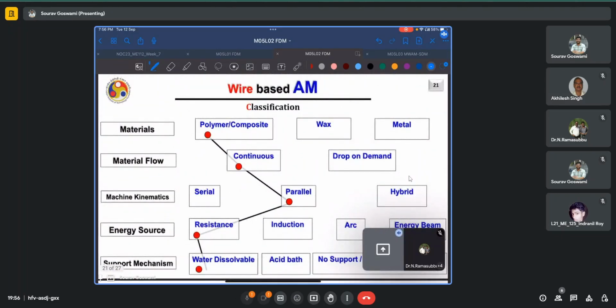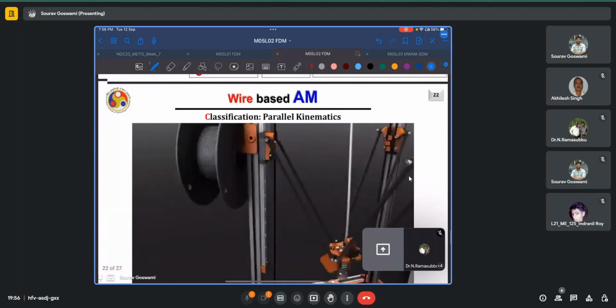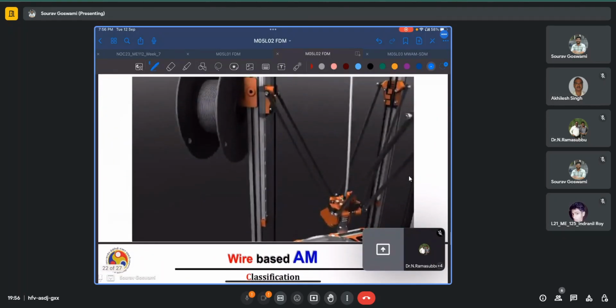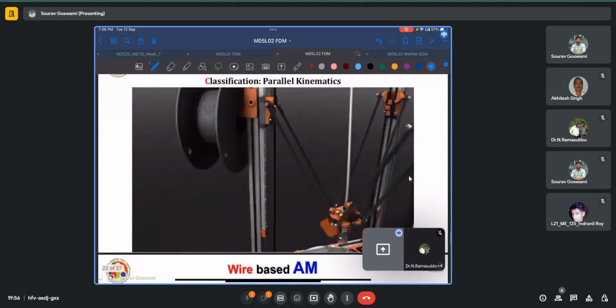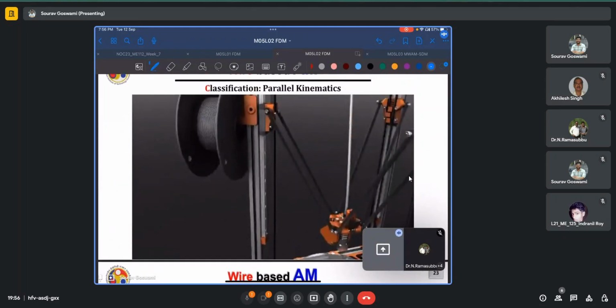A second type of wire-based EM system, which uses a polymer or composite as the filament material, has continuous material flow but is using parallel kinematics as opposed to serial, as given here. It has the advantage that because of the use of parallel kinematics, it can have a very large Z envelope. That is, it can build parts which have a significantly larger Z dimension without increasing the XY dimension. So the XY footprint, or XY area, is still regular or even small.